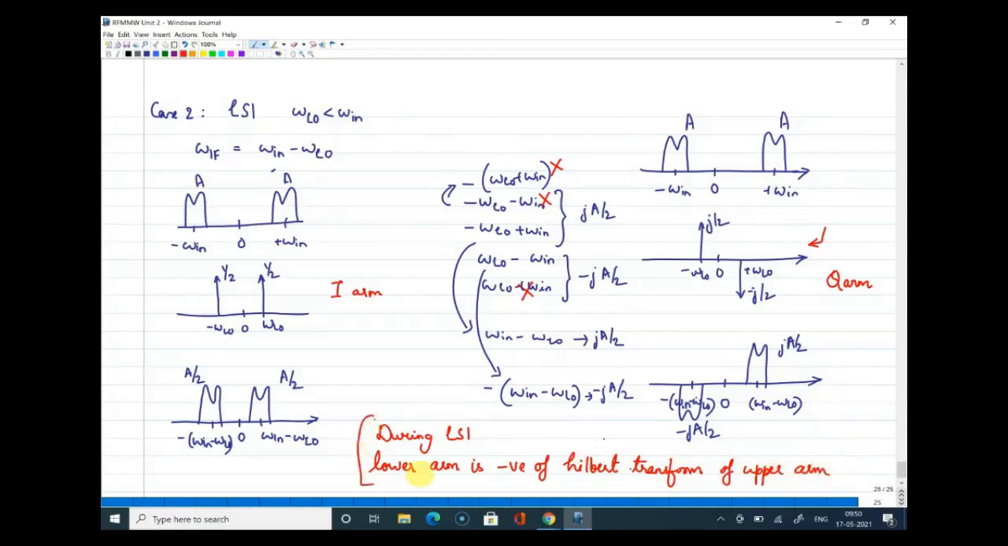Why we have made these two operations is that after this we are moving straight to a specific architecture of image reject, and in order to see how the images and signals are processed by the architecture, this is very important. Whenever you have high side injection, the upper arm and lower arm are related by the Hilbert transform, and whenever you have low side injection, the lower arm is the negative of the Hilbert transform of the upper arm. This is the takeaway from this operation, and if you have questions, please ask now.